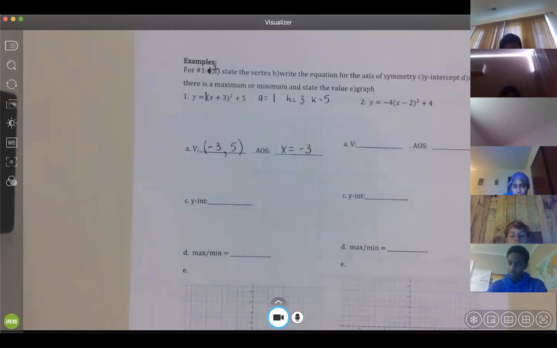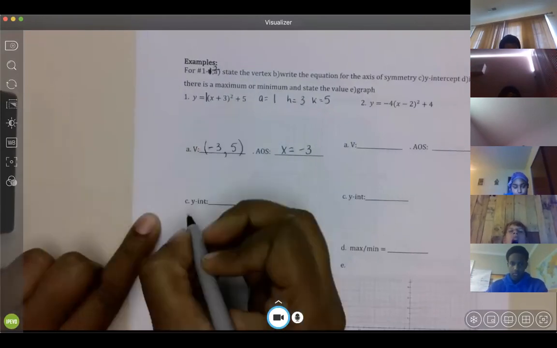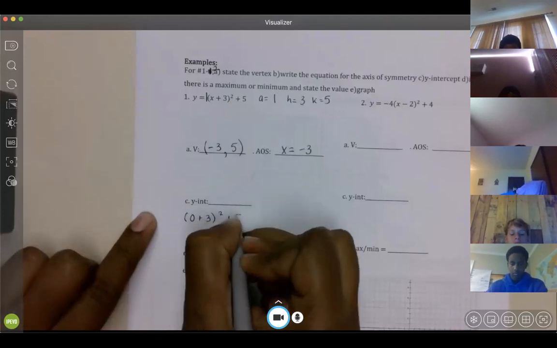Y-intercept. So this one's a little bit more involved. To find the y-intercept, you need to plug in a 0 everywhere you see an x. So it's going to be 0 plus 3 squared plus 5.